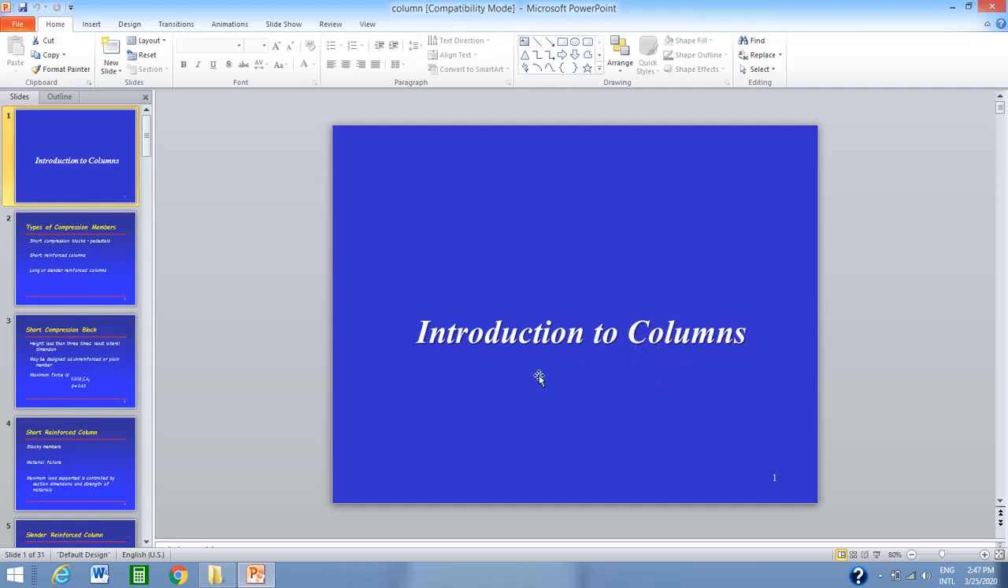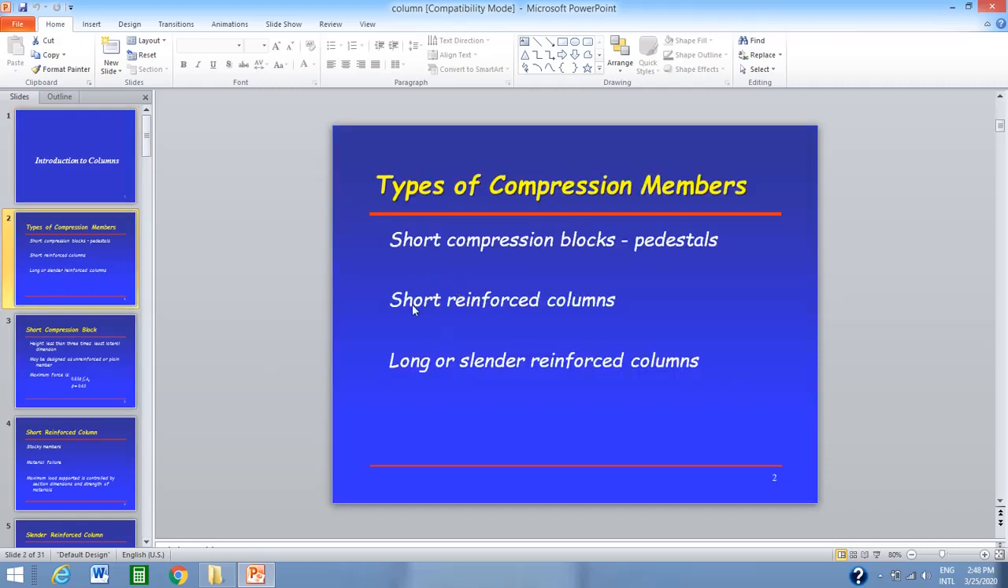So that is why in this unit we want to know the definition of a column, as well as the functions of columns and the types of columns. Now, a column is basically a compression member. So what are the types of compression members? They are the short compression block, the short reinforced column, and the long or slender reinforced column, based on the slenderness ratio.